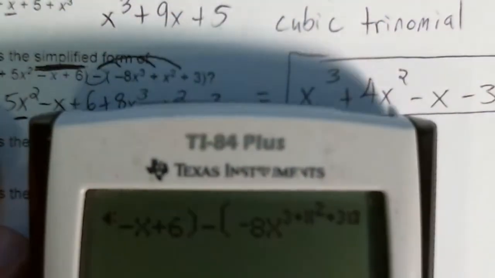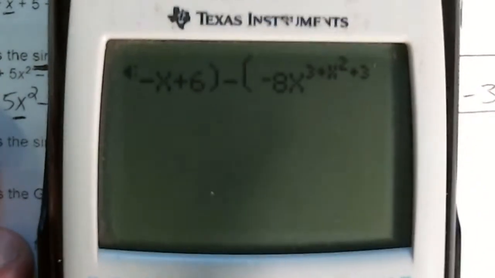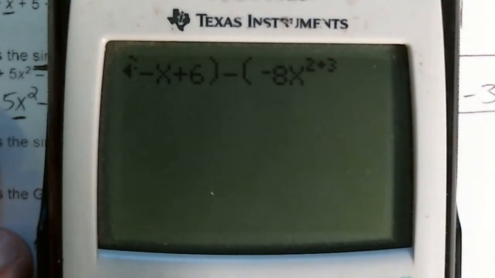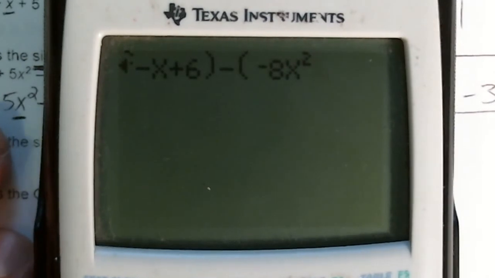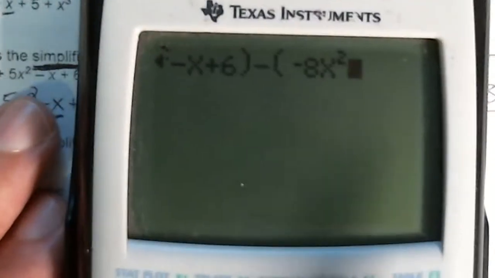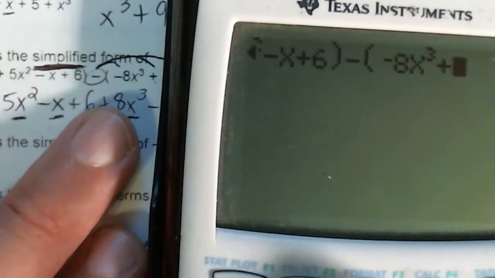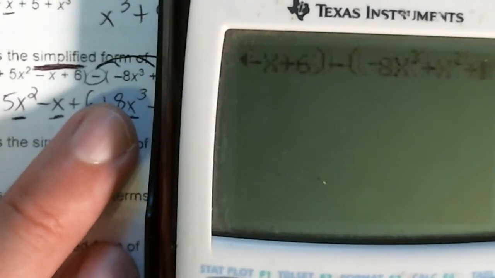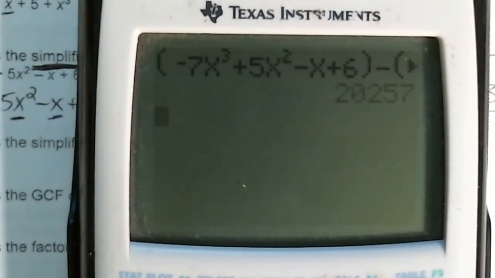Oh, nope, I made that mistake. I didn't drop my cursor back down. So I just pressed the delete button right there. Delete, D-E-L. Just delete. Okay. Minus 8x cubed. It's a cubed. Okay, drop my cursor back down. Plus x squared. And then plus 3. Close the parentheses. Okay, so I've got everything typed in the way that it should be.